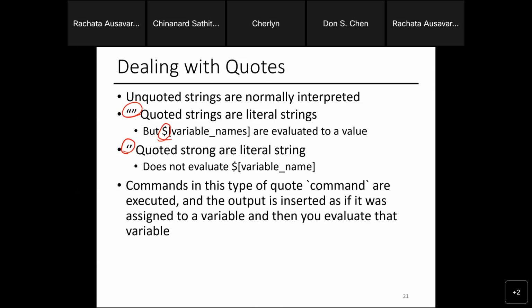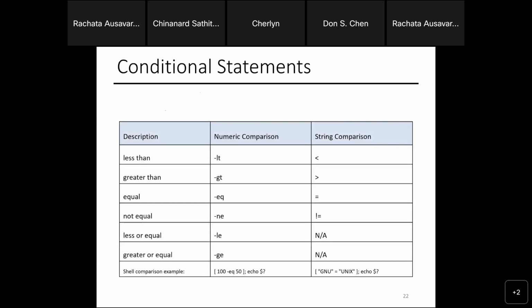The command inside the quotation is executed. The output of the command becomes like the actual output, as if it were assigned to a variable, and then you evaluate it. Basically, let's say I write the command whoami, and it becomes Rashada. I run that command, and the output behaves like a value. It also works with conditional statements, but here's the annoying part.